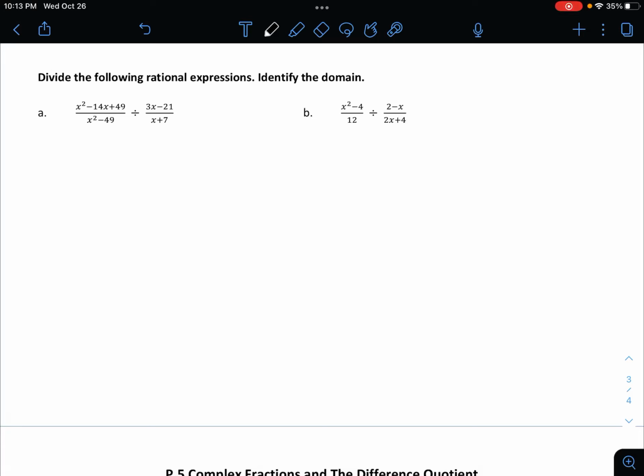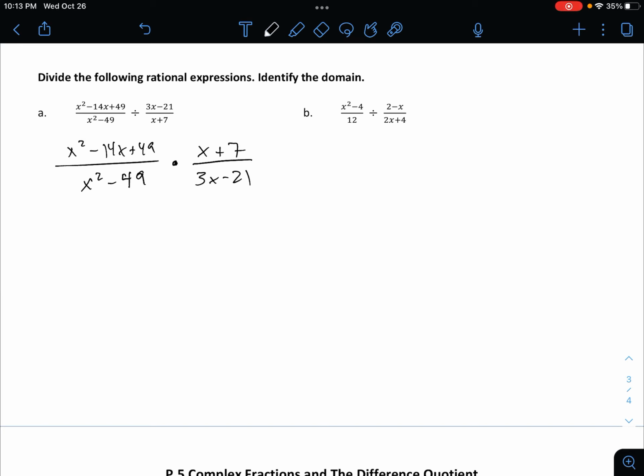All right, now we are trying to divide these rational expressions. We're still going to try to find the domain at the end. When I divide, all I have to do is keep, change, flip. So essentially, I'm just keeping the first fraction, so that's going to be the exact same. I'm changing the division to multiplication, and then I'm flipping the second fraction.